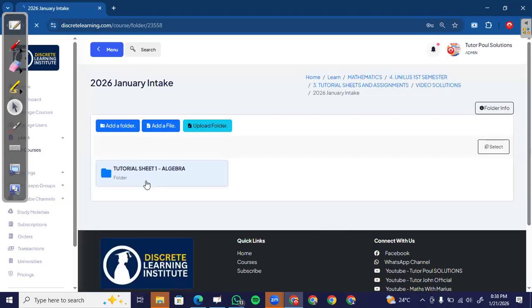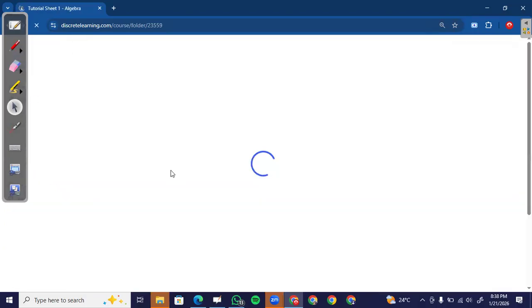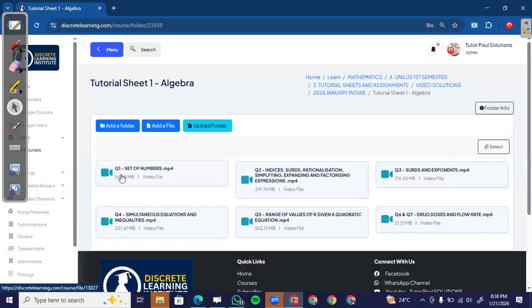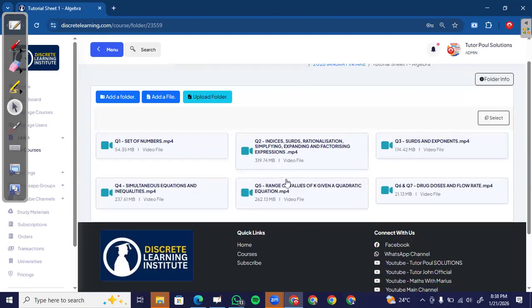Here you can see tutorial sheet one algebra. If you open it, question one, question two, question three, question four, question five, question six, and seven, we're all aboard here. You can't even get lost.